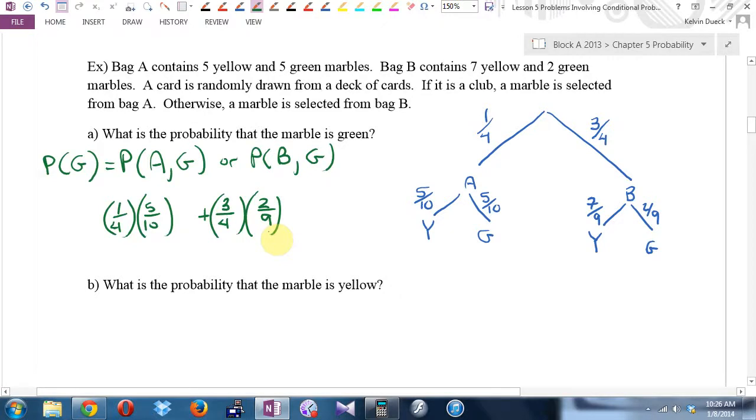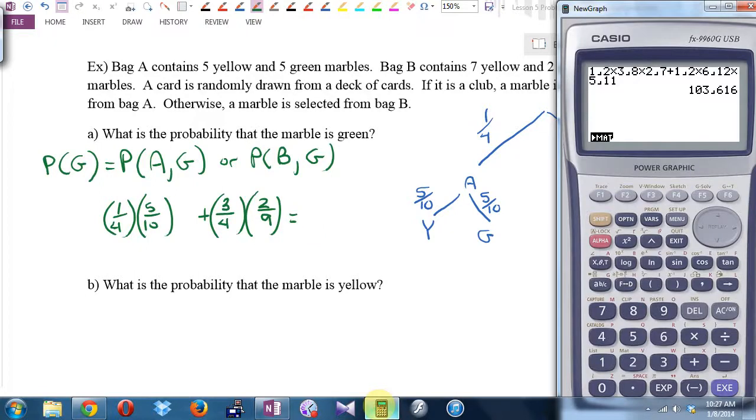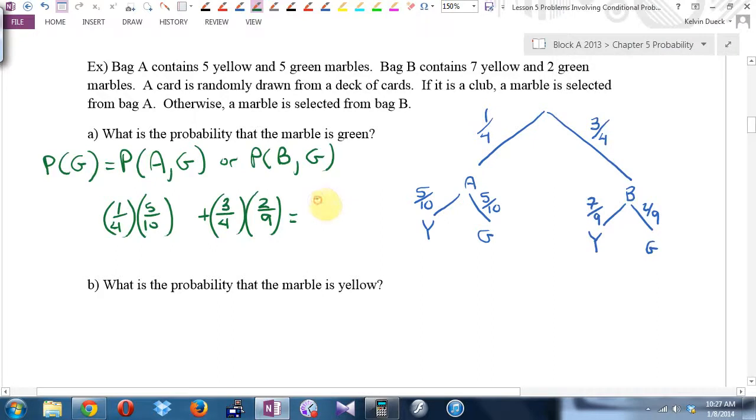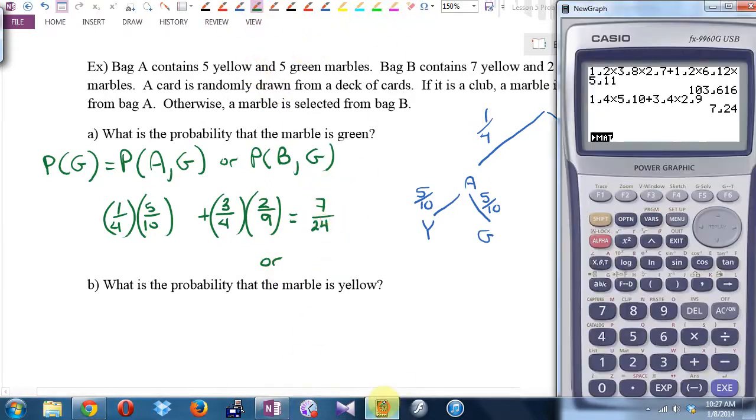Which is what? Give it to me both as a fraction and give it to me as a percentage. This is also my way of saying, please make sure you know how to use the fraction button on your calculators. It's also my way of saying, please make sure you're bringing your calculators. Let's see, it's going to be 1 fraction 4 times 5 fraction 10, or 3 fraction 4 times 2 fraction 9. 7 out of 24? Or, and again, to go to a decimal right next to it, F to D is fraction to decimal, right? 29.2%.